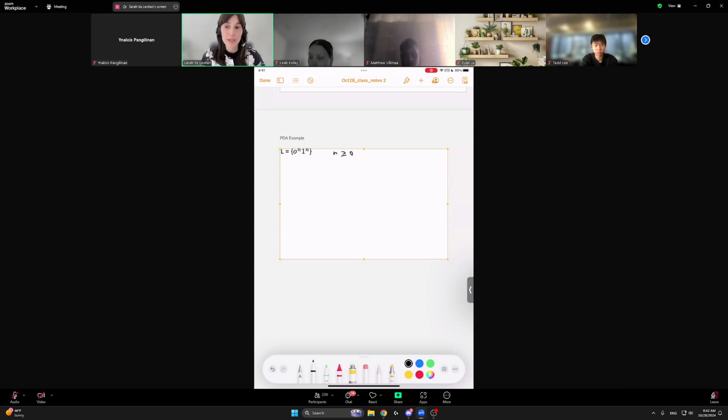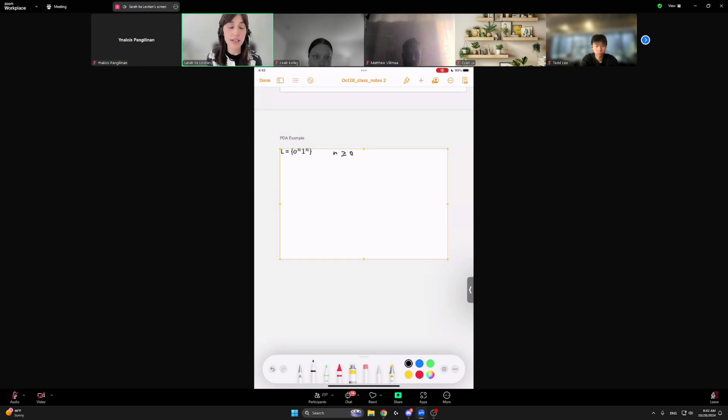And the reason is because it doesn't have the memory to be able to do it. We have to keep track of the number of zeros and then check to see if the number of ones is equivalent. And an NFA doesn't have that capacity. But now that we have a PDA with a stack, we're going to see how we can use a stack to recognize this language. So how does this work?